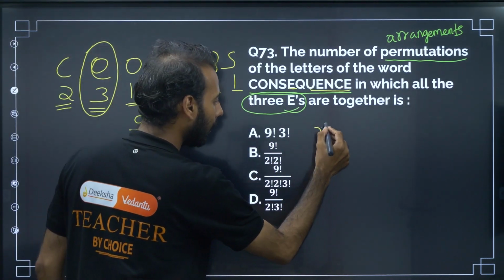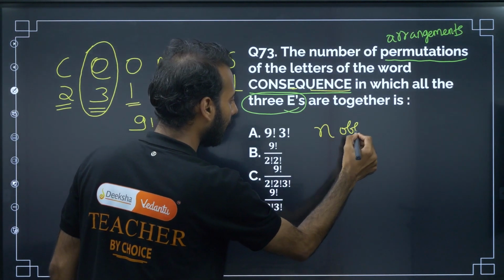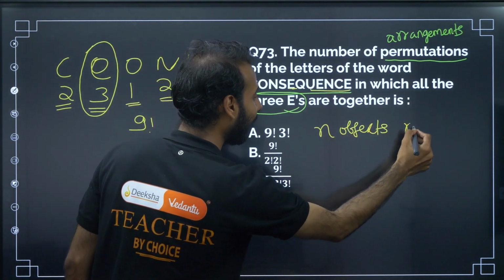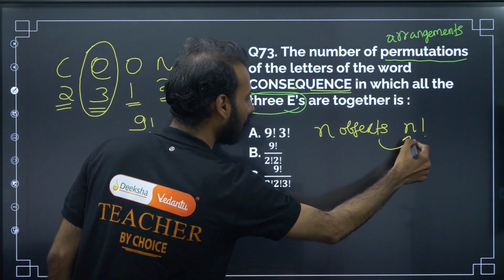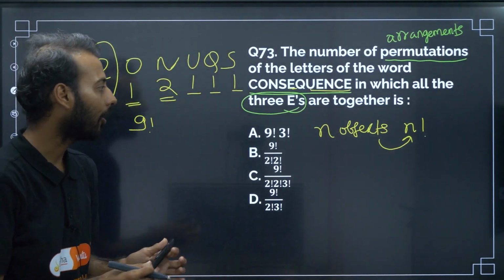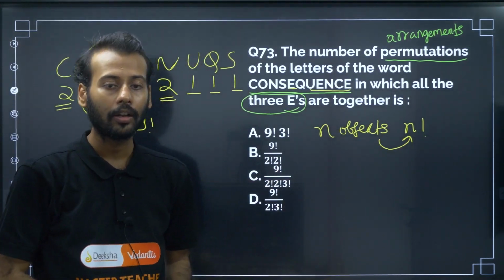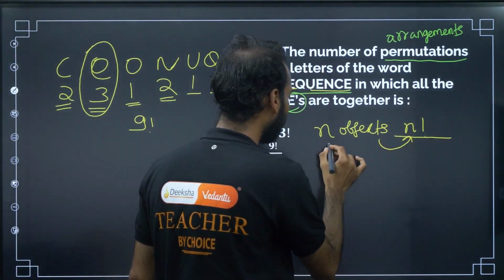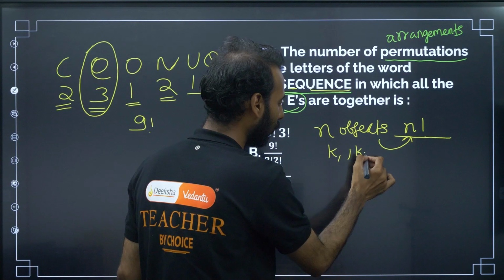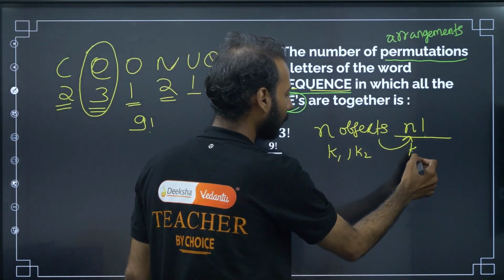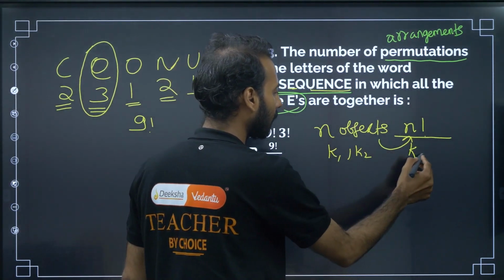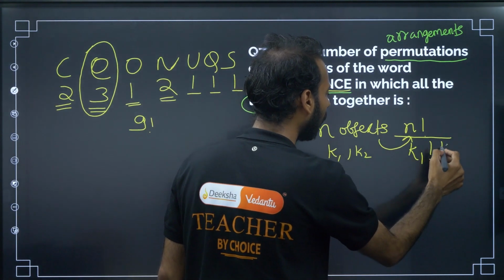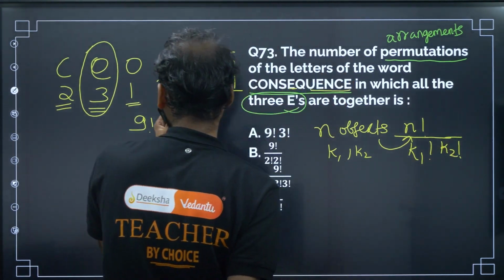So if there are n things, n objects to be arranged, then in n factorial ways they can be arranged. Try to recall the concept. If n objects are there, n factorial ways they can be arranged. If some objects are repeating, say k1 and k2, if k1 are of the same kind, then we go for k1 factorial and then we go for k2 factorial.